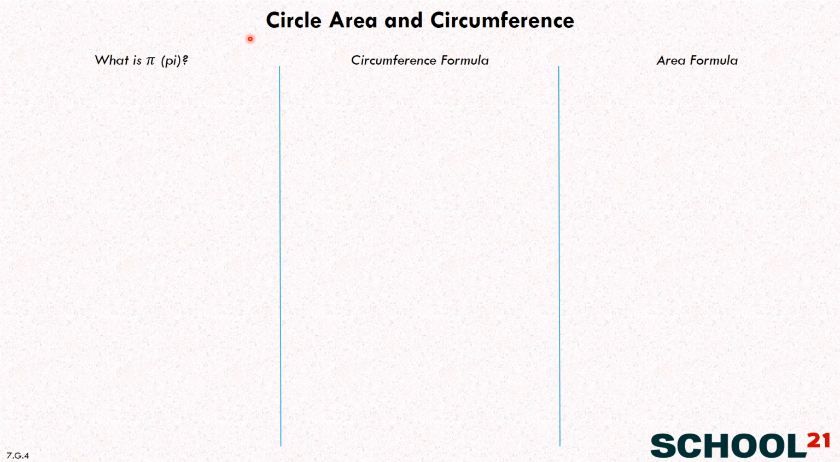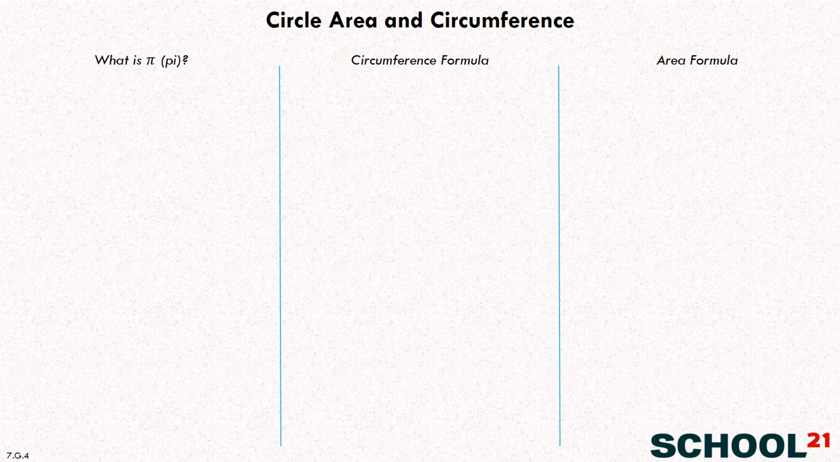Okay, let's spend a few minutes talking about circle area and circle circumference. Area, of course, is like any other area, and circumference is like perimeter. It's the distance around a circle. So to do that, we're going to need to talk first about pi, and then we're going to talk about circumference as a formula and area as a formula.